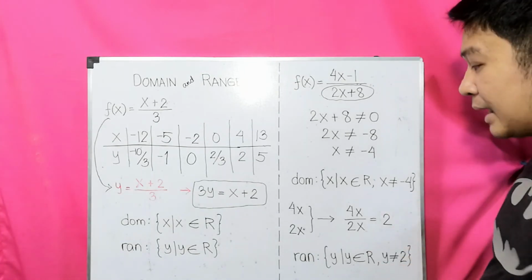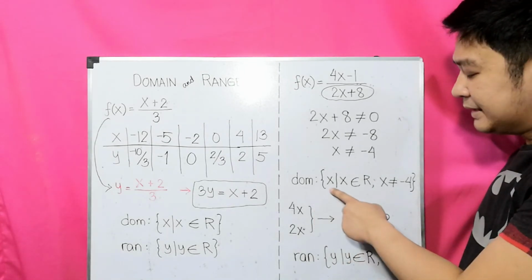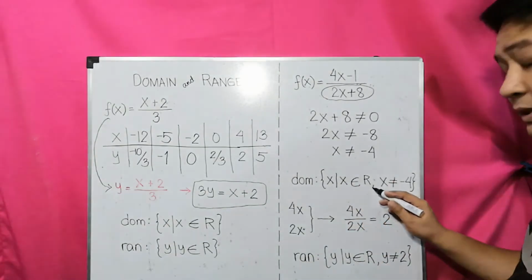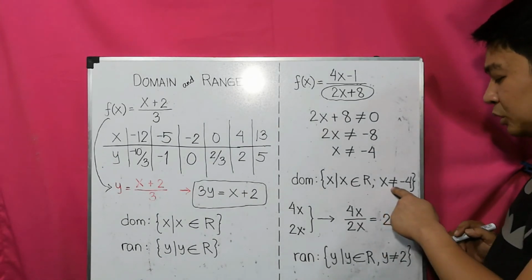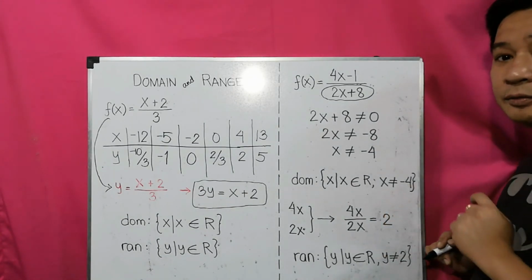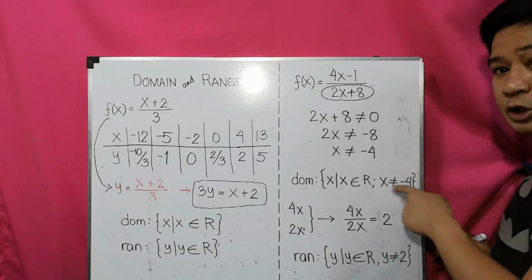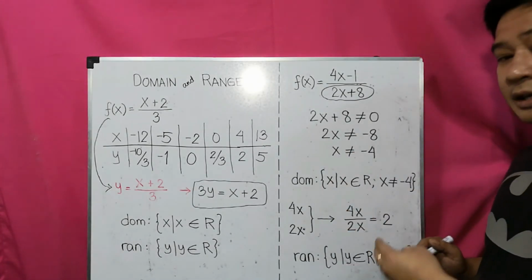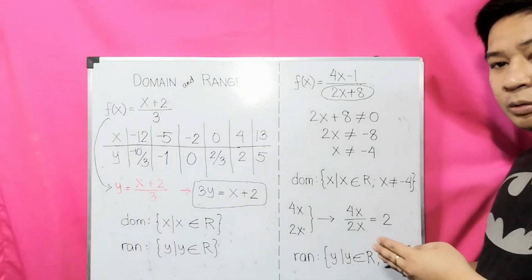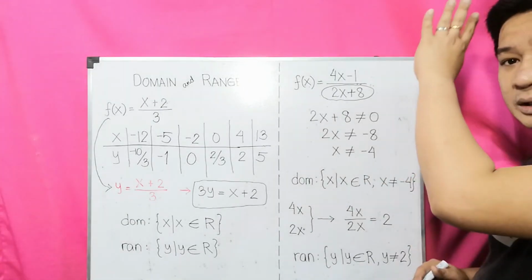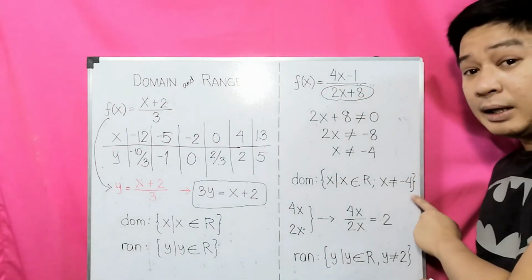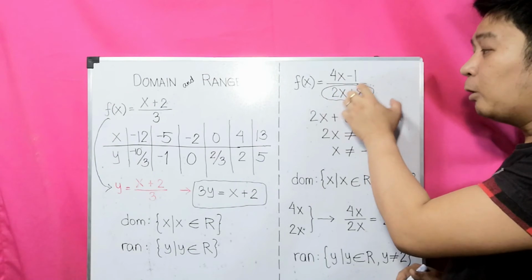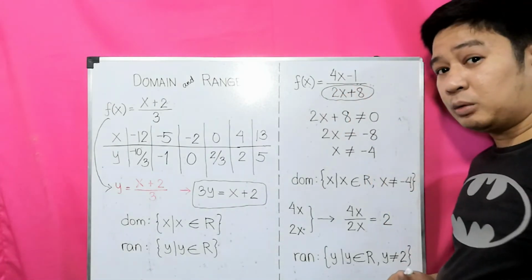So we can now say that for our domain, x such that x is any real number, but, using a comma, x should not be equal to negative 4. This serves as the restriction of our domain. It can be any real number. It can be negative 5, negative 3, or negative infinity, positive infinity, or even 0, but except for negative 4, because this makes our denominator equal to 0.